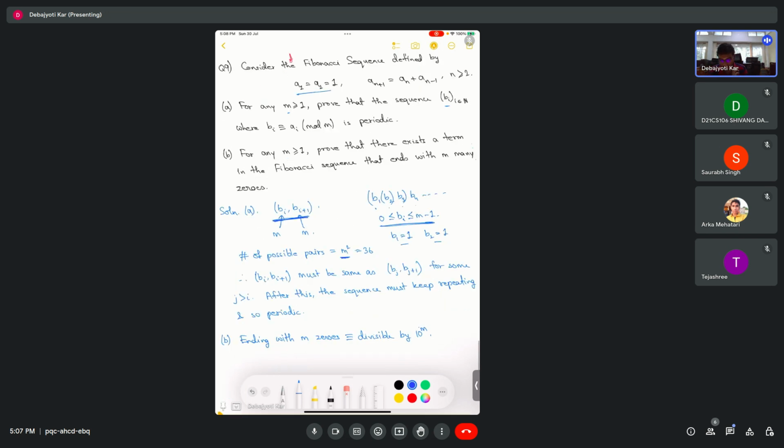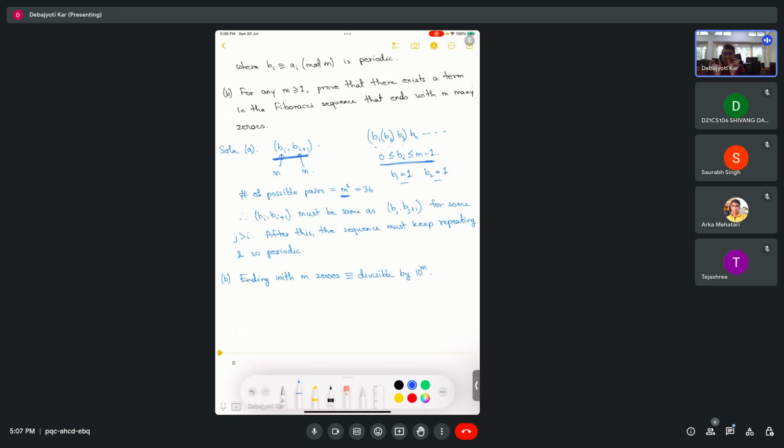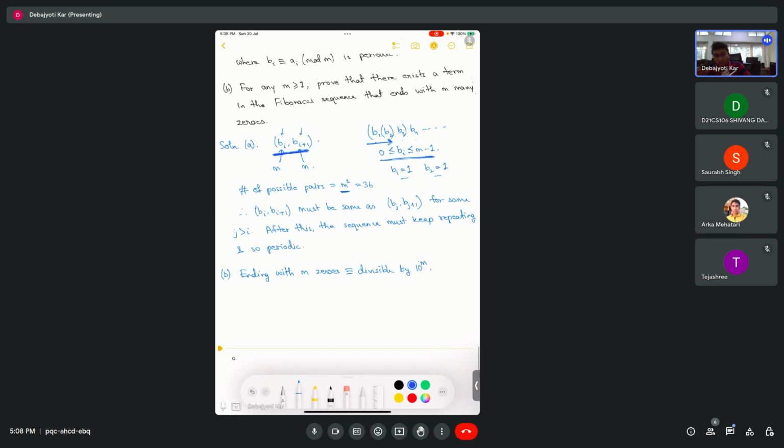And for this, what we are doing is considering how many such pairs bi comma bi plus 1 are possible. Since each bi has m possible values from 0 to m minus 1, the number of possible pairs is only m square, because bi can take m possible values and bi plus 1 can also take m possible values. Now we are looking at this sequence of bi's and considering these pairs b1, b2, b2, b3, b3, b4, and so on. There are infinitely many pairs, but only m square many possible values for a pair, which means a pair must repeat.